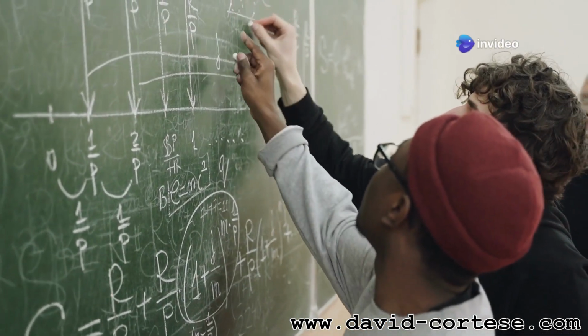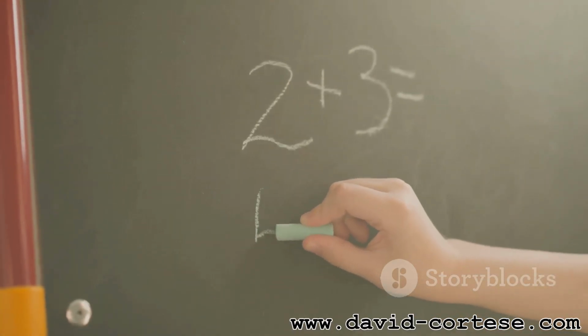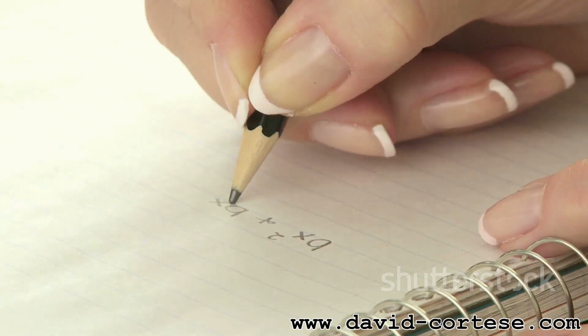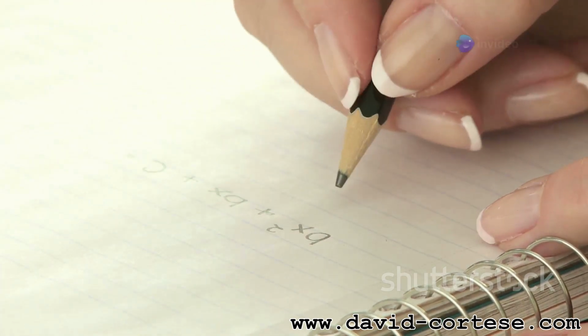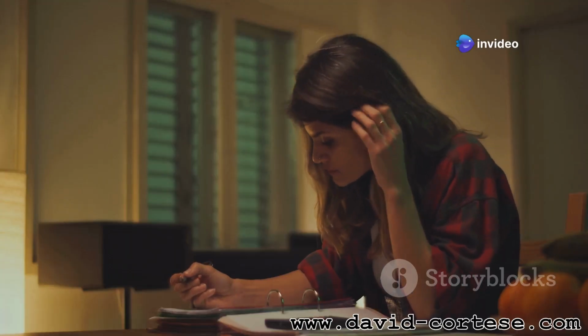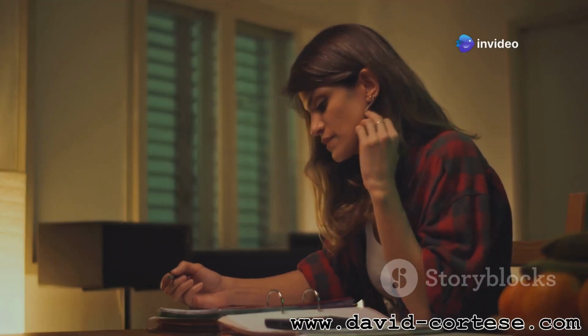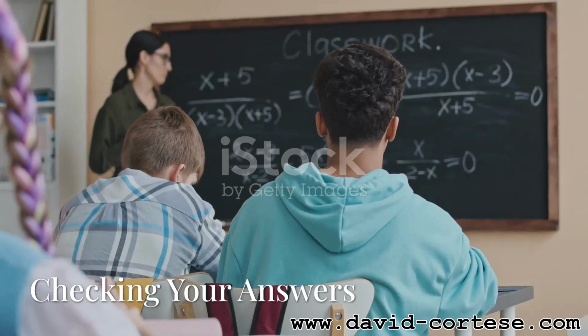Section 5. Practice makes perfect. More examples. Let's try another example. 2x - 4 = 6. First, add 4 to both sides. 2x - 4 + 4 = 6 + 4. Next, simplify: 2x = 10. Then divide both sides by 2. 2x divided by 2 equals 10 divided by 2. Finally, simplify: x = 5.